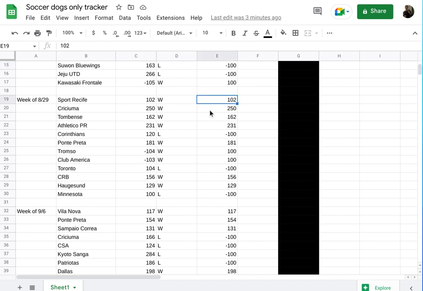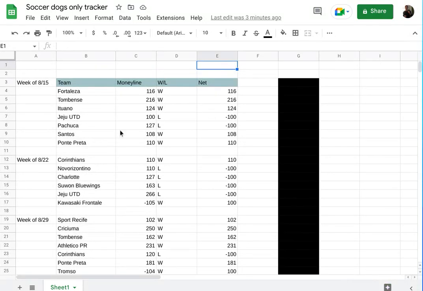Okay, so the first thing I want to talk about is what you're looking at on the screen. This is my soccer dogs only tracker. So around August, I realized you're going to lose about 30% of your games to draws in soccer. It doesn't matter what league it is. If you play underdogs, favorites, etc., you're going to lose about 30% to draws, because there's three lines in soccer: home, draw, and away side.